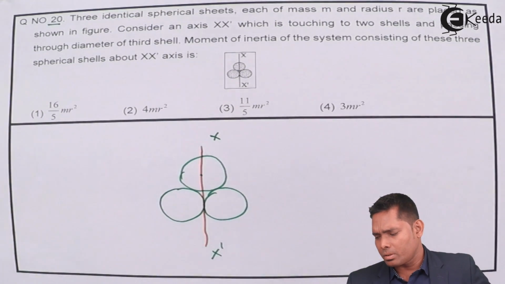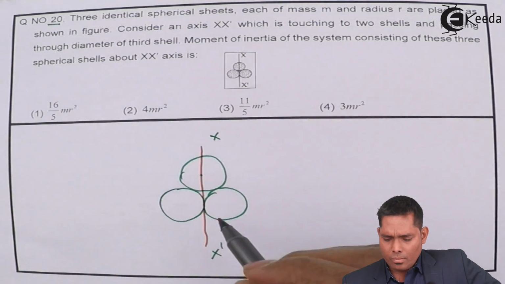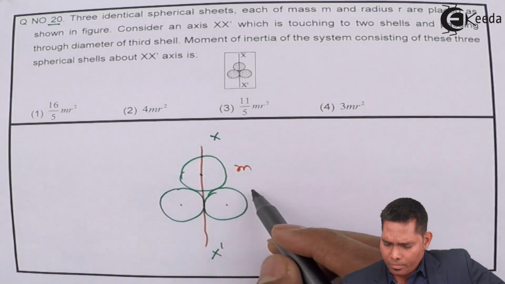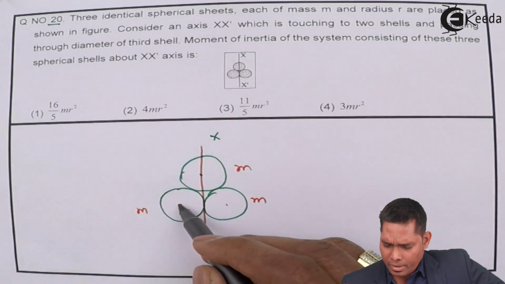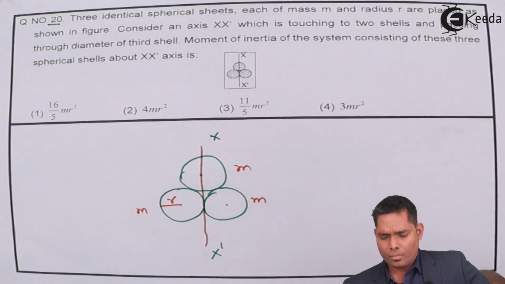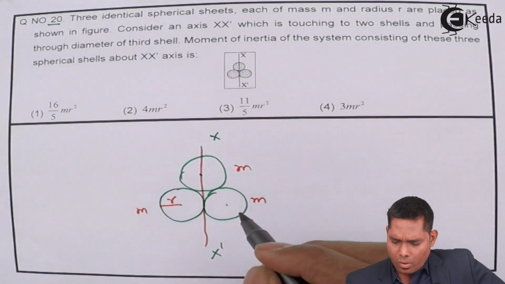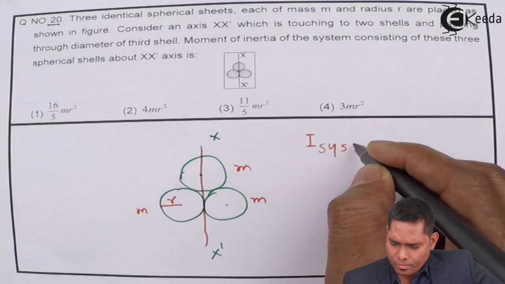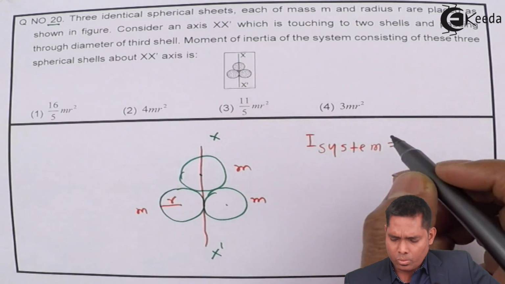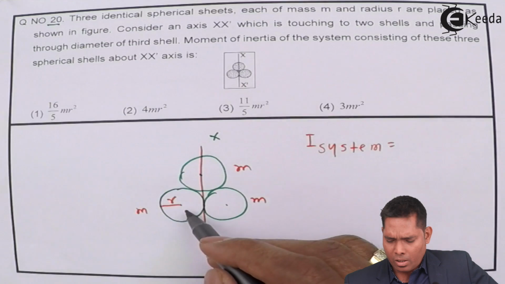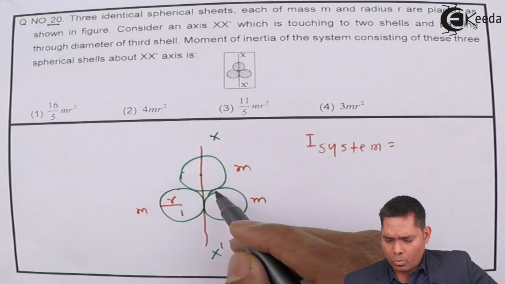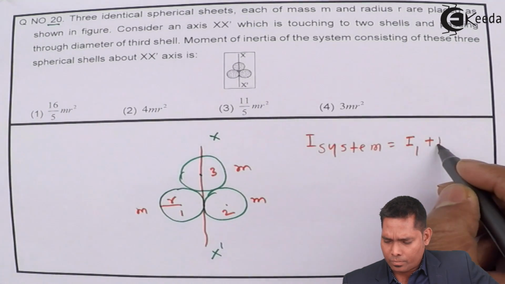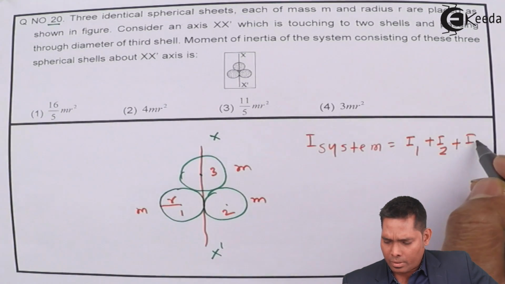This is a very simple question. Each is of mass m and each sphere has radius r. So the moment of inertia of the system is due to the contribution from all three spheres, I1, I2 and I3.